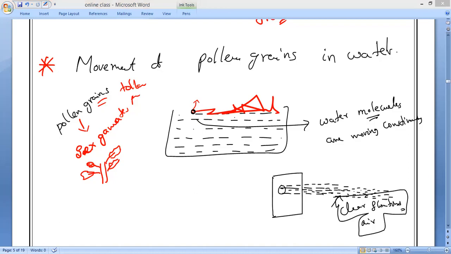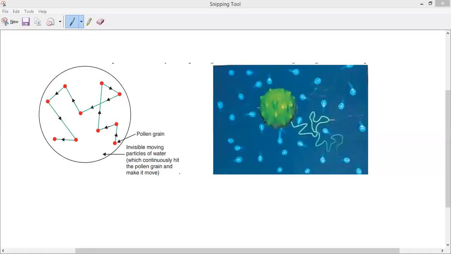Now I will show you the magnified image of these pollen grains kept in water, so you can see how it is moving. Have you noticed it, guys? This is the pollen grain, a highly magnified image. Is it okay, Harish? Danishka? Yes, sir. This is the pollen grain, talcum powder. You can see it is continuously moving and forming a zigzag path. This is the path formed by this pollen grain.